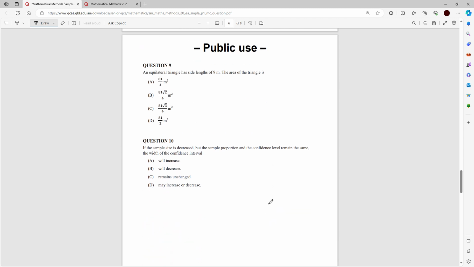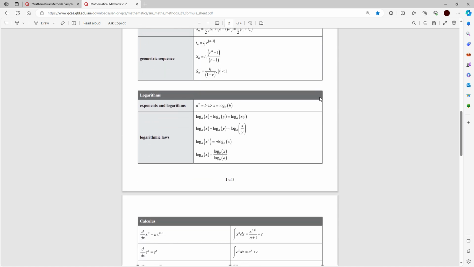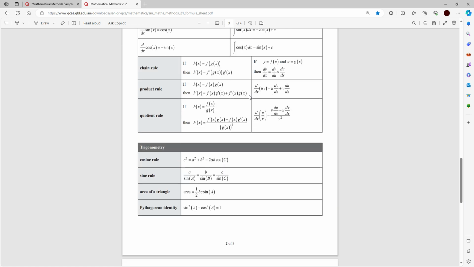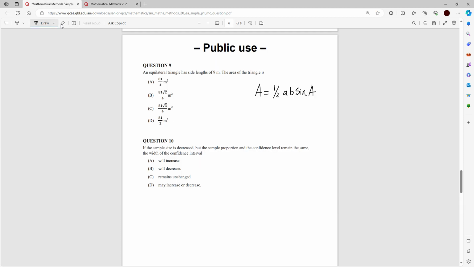Alright. Question 9. An equilateral triangle has side length 9 meters. Calculate the area of this triangle. Okay, so you're going to be using this formula from trigonometry: half ab sine of A. I think that's it. Actually, I'll double check. Let's go to the formula sheet real quick. Where's trigonometry? Ah, there it is. Okay, my bad. It was meant to be C. Oh well, same thing. CB.